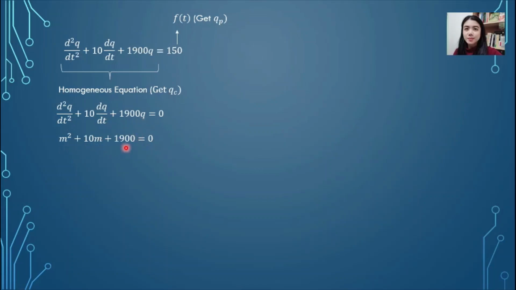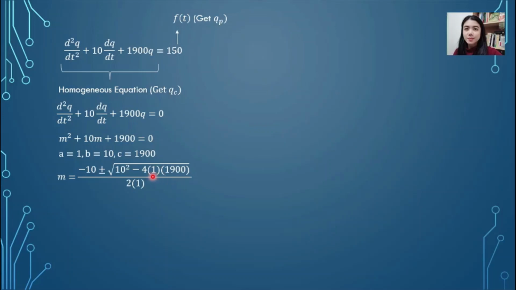And look at this equation. This equation cannot have real roots, so what you have to do is solve the equation by using the quadratic formula. Which means that your a is equal to 1, b is 10, c is 1900. We're going to substitute the values of a, b, c into the quadratic formula, and then this is what we have.